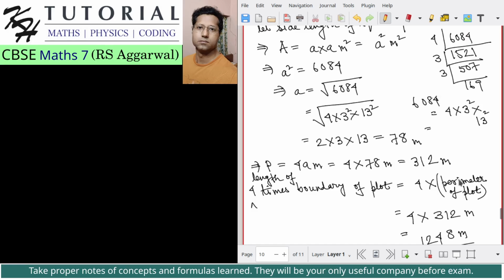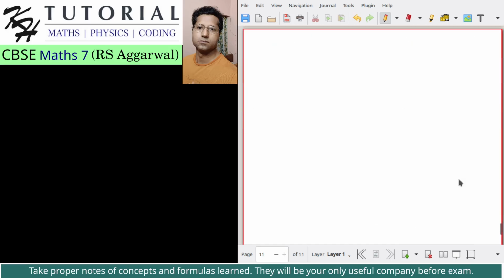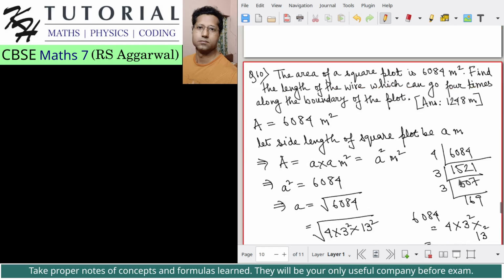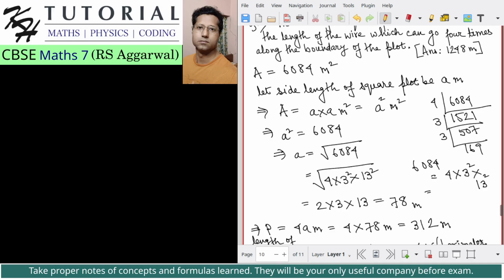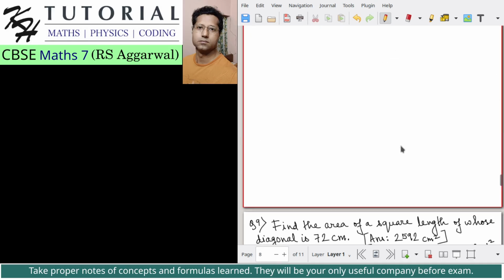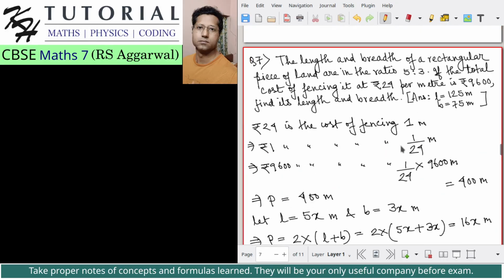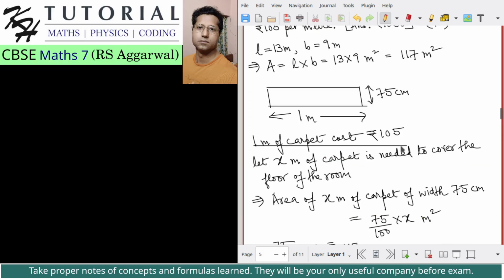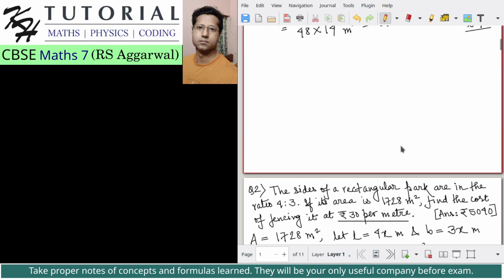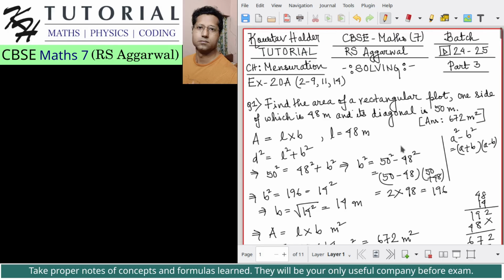Okay, this was the last problem. So with this, solving the first set of 10 selected problems from the exercise 20A of the textbook of author RS Aggarwal comes to an end. I will solve the remaining problems in the next video, that is part 4.